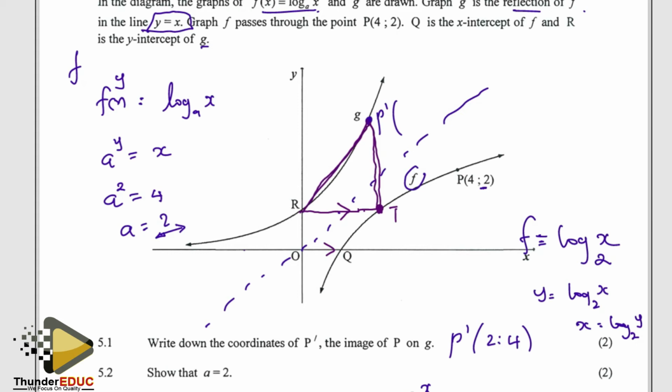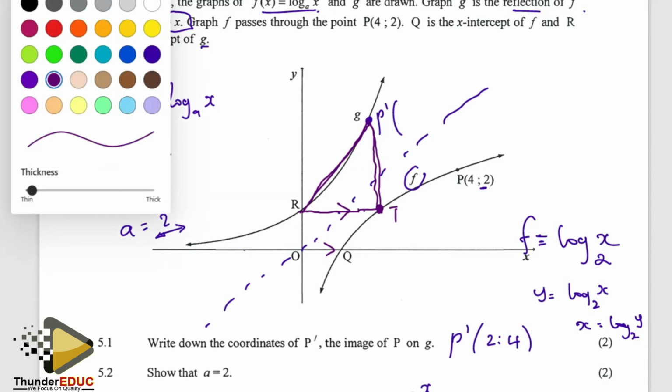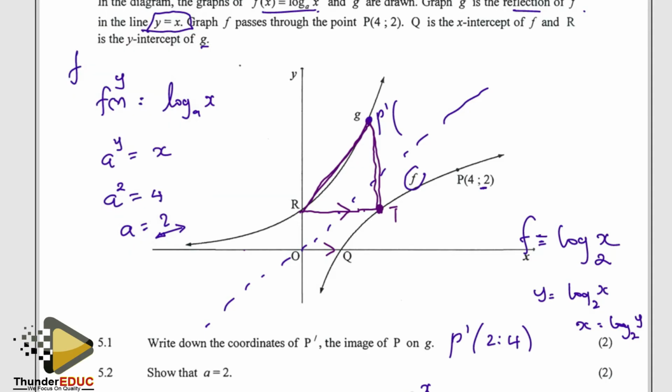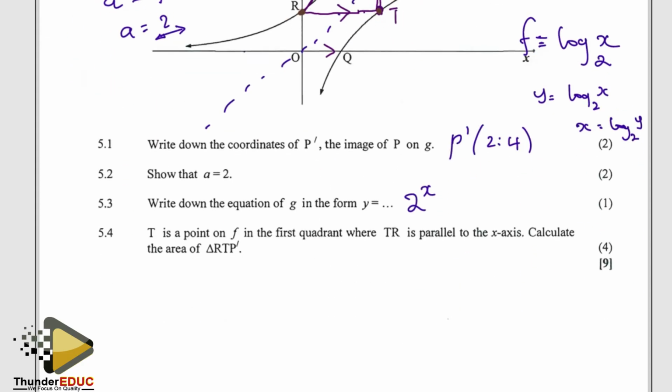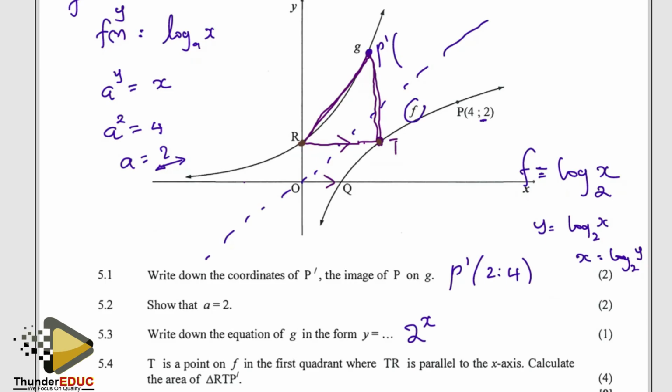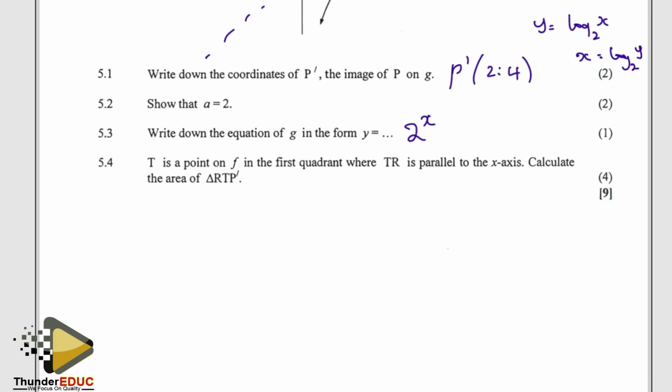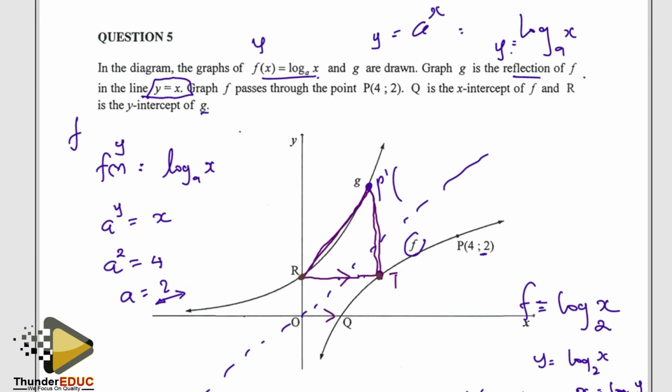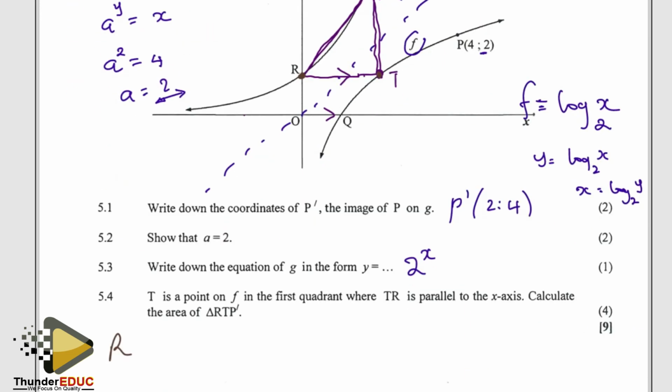Now, someone may argue it's not a right angle triangle, but we can make it one. Okay, how? Because now we're going to use the coordinates of R and the coordinates of T. How many marks is this question? It's 4 marks. So first things first, we need to get the coordinates of R. We know that R is on the y-axis. And since we got the equation of g to be 2 to the x, if we replace x with 0, we're going to get 1. So R is basically (0, 1).